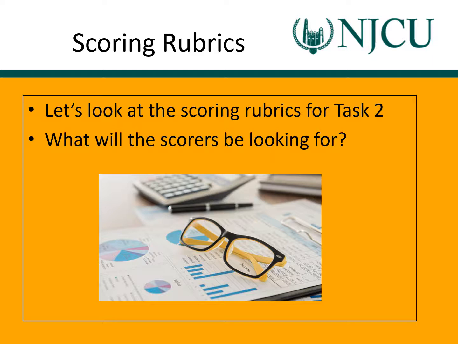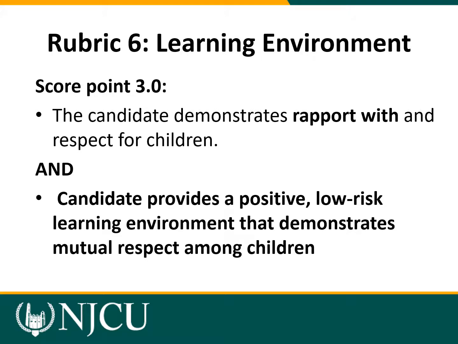Let's look at the scoring rubrics to see what the scorers are going to be looking for. In rubric 6, they're going to be looking for the learning environment. And score point 3, which is the minimum that you can get to pass, the candidate demonstrates rapport with and respect for children, and the candidate provides a positive, low-risk learning environment that demonstrates mutual respect among children. So keep it positive. Don't yell at the kids. Don't get frustrated. Don't get upset.